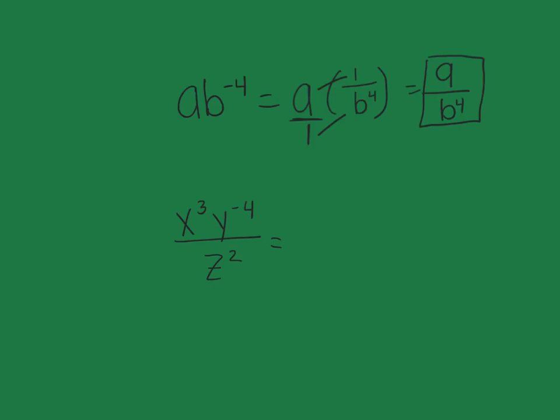The next example, x to the power of 3 times y to the power of negative 4 divided by z to the power of 2. So here's a little trick for you. When we are working with exponents, the most simplified possible answer has no negative exponents. So if you have a negative exponent, you need to make it a positive exponent in order to simplify your expression. So the x and the z are already positive, so they're already simplified. But this y is negative, so we need to make it positive to make it simplified.